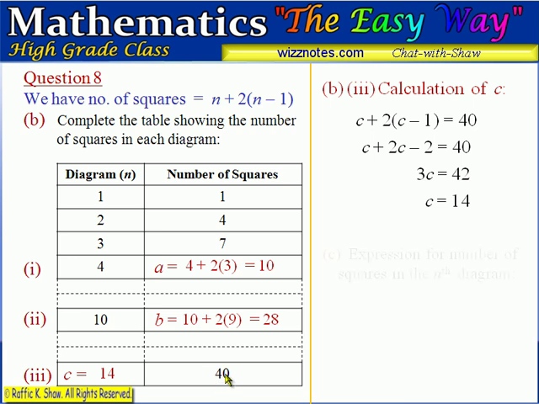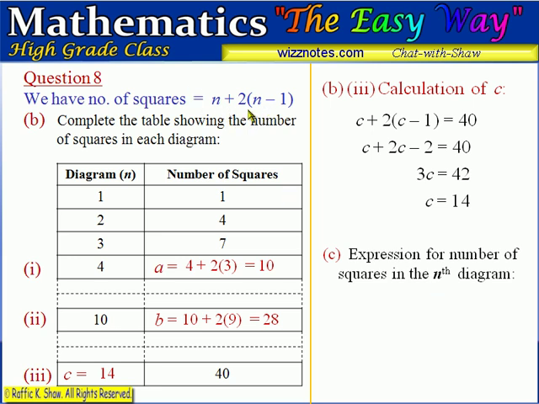Let's move down now to part C. Part C now wants us to give an expression in terms of n for the number of squares in the nth diagram. That's what we are required to do. Find an expression for the number of squares in the nth diagram.